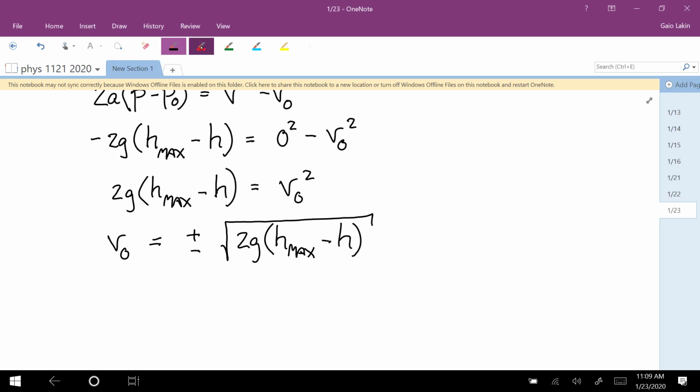Okay, so that's the answer for the speed, the velocity at the instant that it's released. If you were asked for the speed, it's just always positive. It's the absolute value of the velocity, but the velocity can be positive or negative. Any questions about that part?